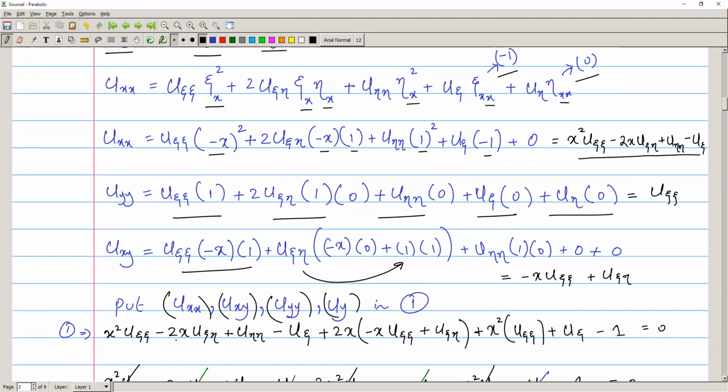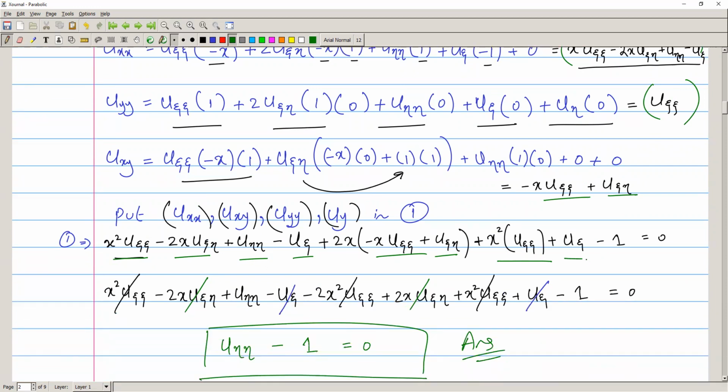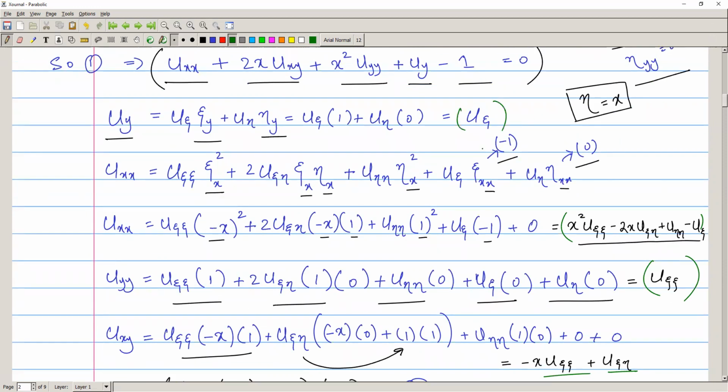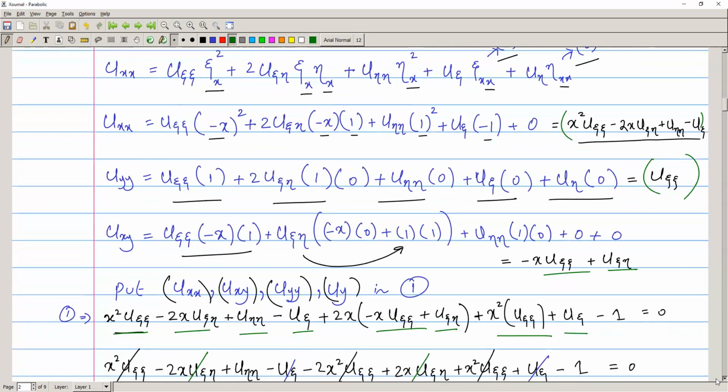So similarly, I've written it in this manner, right? So this is x squared u_psi psi, this is negative. Just look here, we are putting this in place of u_xx. Then we are given plus 2x times u_xy. So u_xy we found like this. Where is u_xy? This is u_xy. Then plus x squared u_yy. Here is our u_yy. And then plus u_y, that is u_psi. We get u_y as u_psi. Here's u_psi, right? And then negative 1.